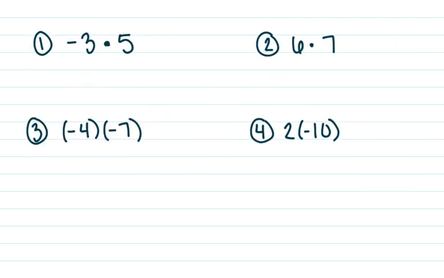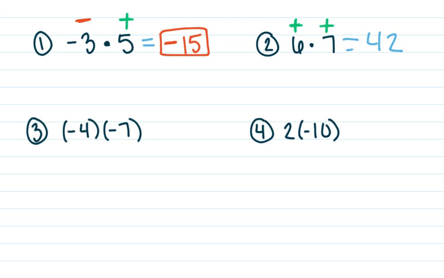So let's go ahead and practice these rules. On number 1, I have a negative times a positive. That is different signs. That means that my answer is going to be a negative. Now, what is 3 times 5? It is 15. So my answer is going to be a negative 15. Check out number 2. I have a positive times a positive. The same signs. That means that my answer here is going to be a positive 42, okay?